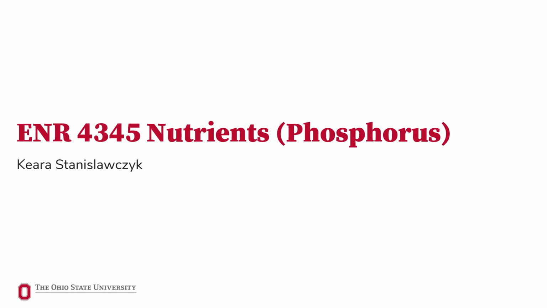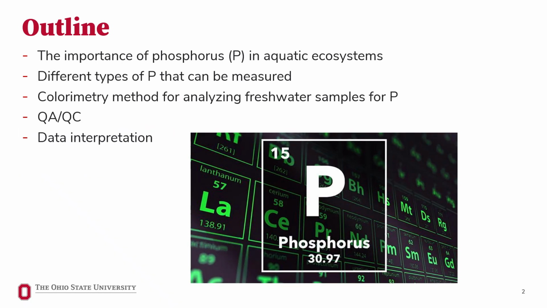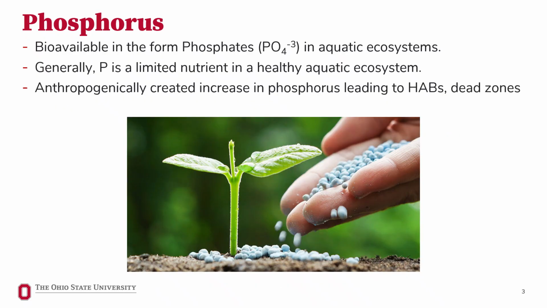This is the Nutrients lecture with a focus on phosphorus for ENR4345, Methods in Aquatic Ecology course at The Ohio State University. In this lecture, I will go over the importance of phosphorus in aquatic ecosystems, as well as different types of phosphorus that can be measured. Colorimetry, which is a method for analyzing freshwater samples for phosphorus. Quality assurance and quality control of phosphorus samples, and finally, data interpretation.